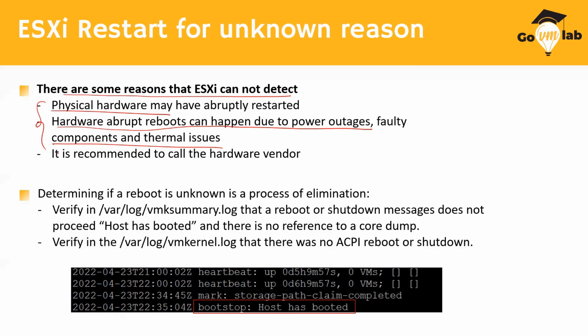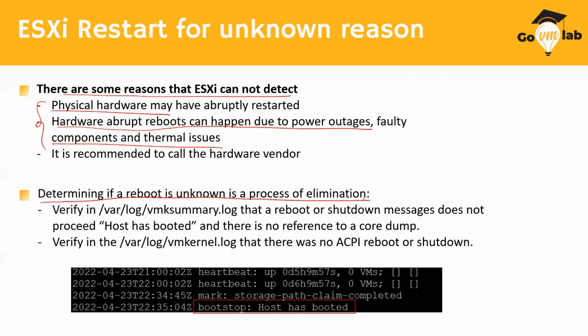And that is the reason the ESXi kernel is not able to tell you the exact reason why the host got rebooted. In those cases, like faulty hardware components, power outages, thermal issues, physical hardware issues, you have to log a call to your vendor, and your vendor would be the right person to identify why your server keeps rebooting. Okay. Determining if a reboot is unknown is a process of elimination, right?